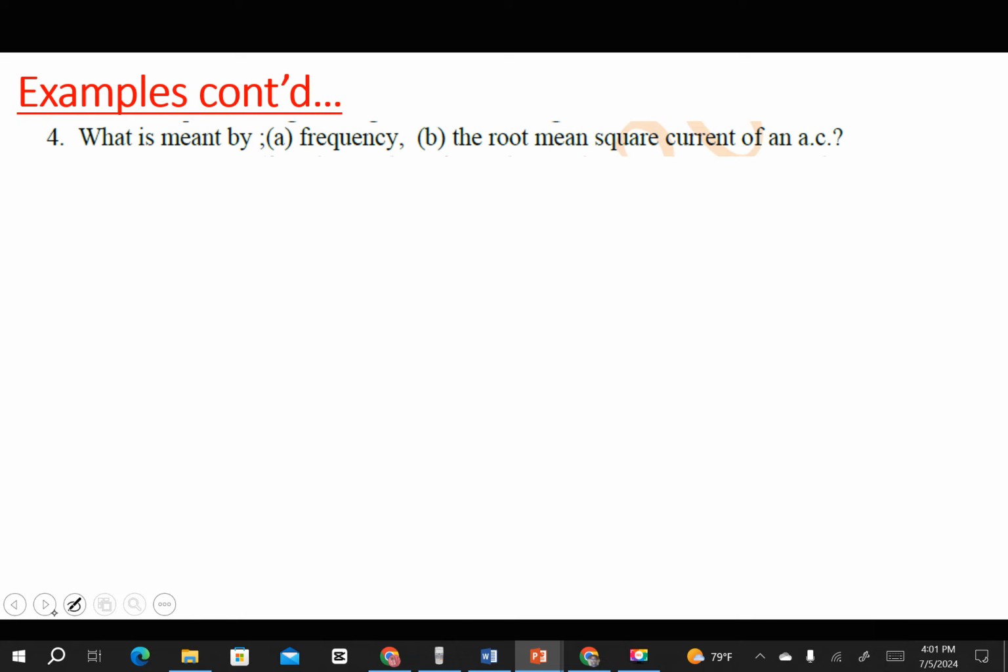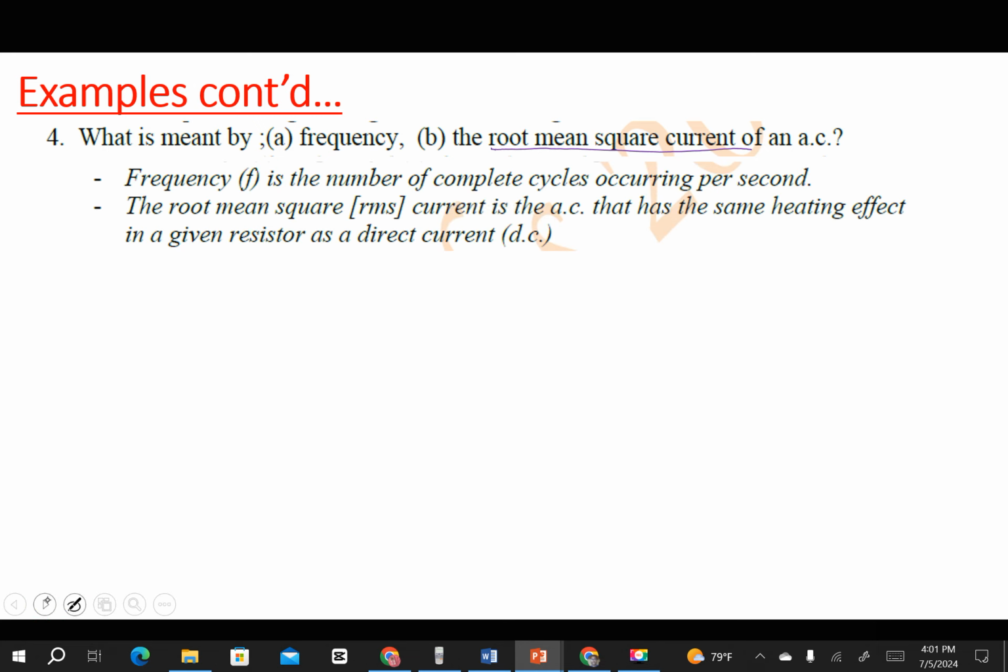Okay. Example number 4. What is meant by frequency? Of course, frequency is the number of complete cycles occurring per unit time or per second. Then the root mean square current, of course, is going to be the alternating current that has the same heating effect in a resistor as direct current. The alternating current which dissipates the same power in a resistor as direct current. So it has the same heating effect, to be precise.